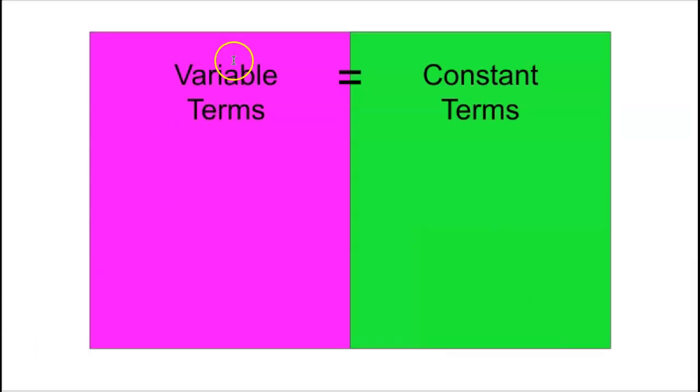Remember, we are collecting all of our variable terms on one side and all of our constant terms on the other. It does not matter which side you do this on. I typically like to do variable terms on the left and constant terms on the right, but you can do either way.